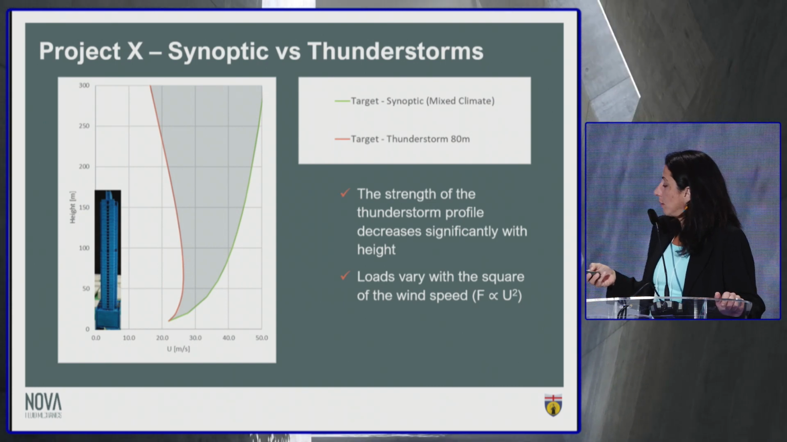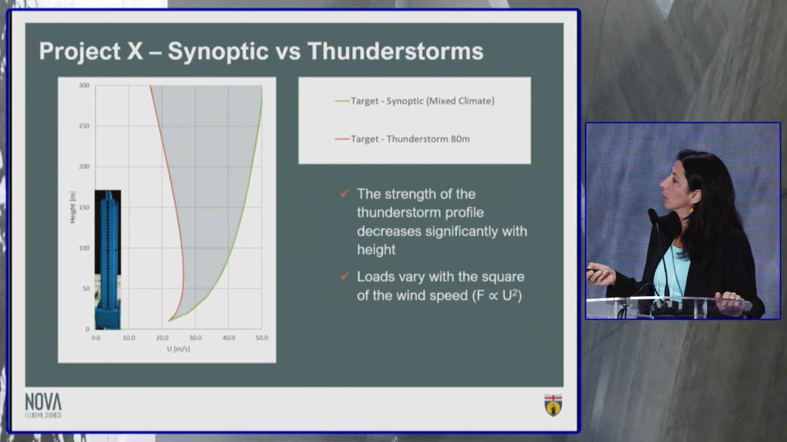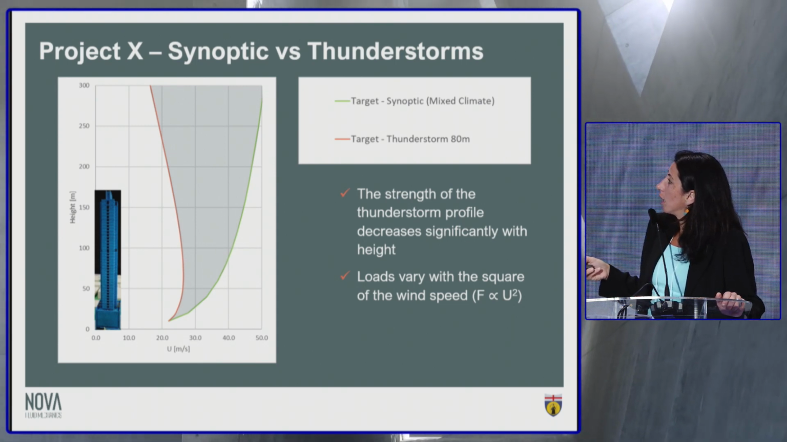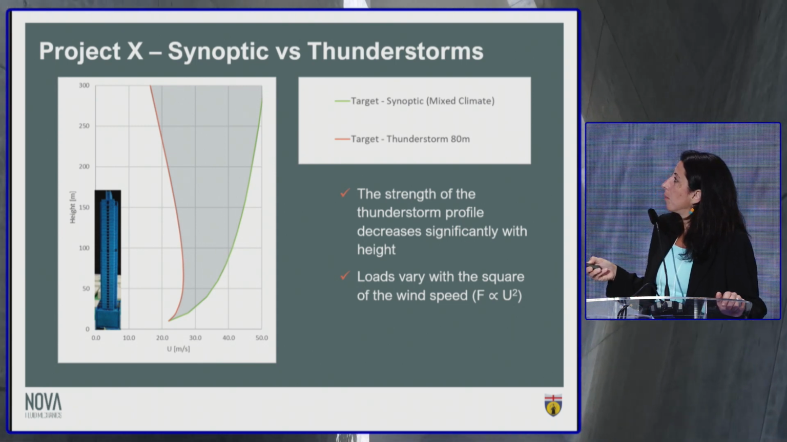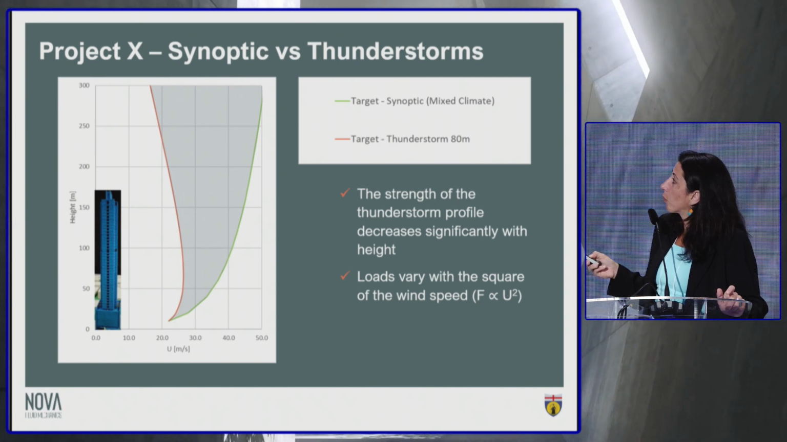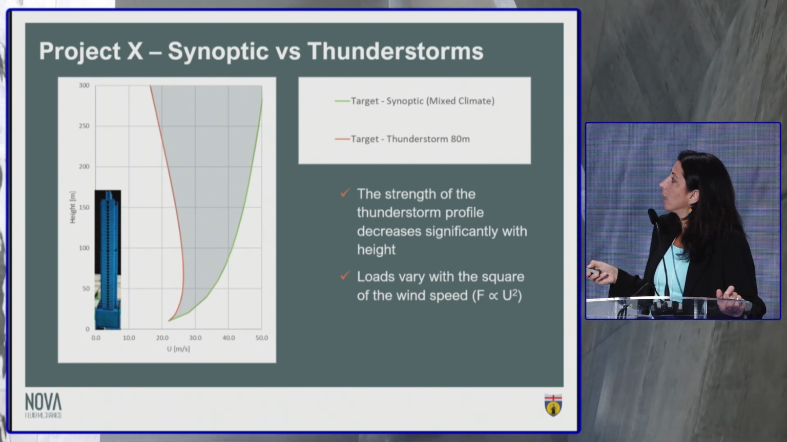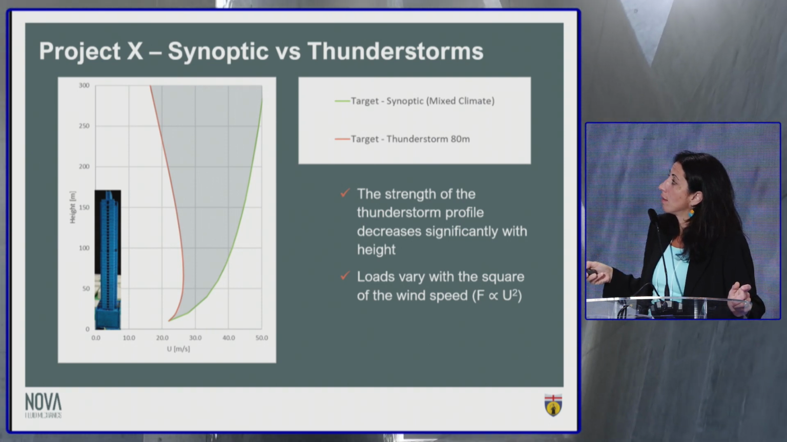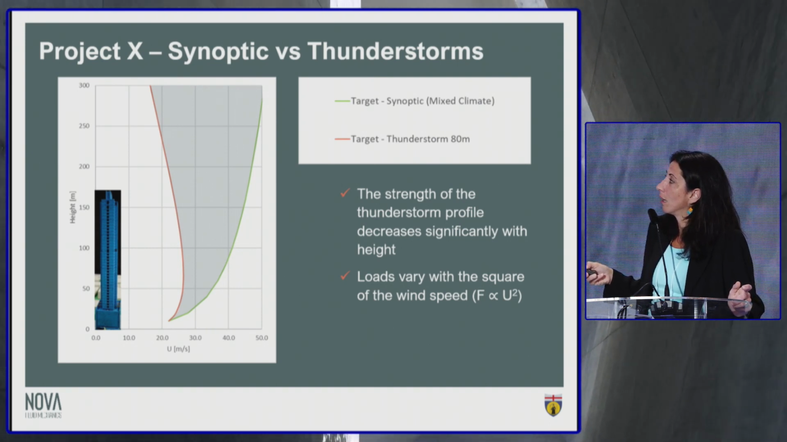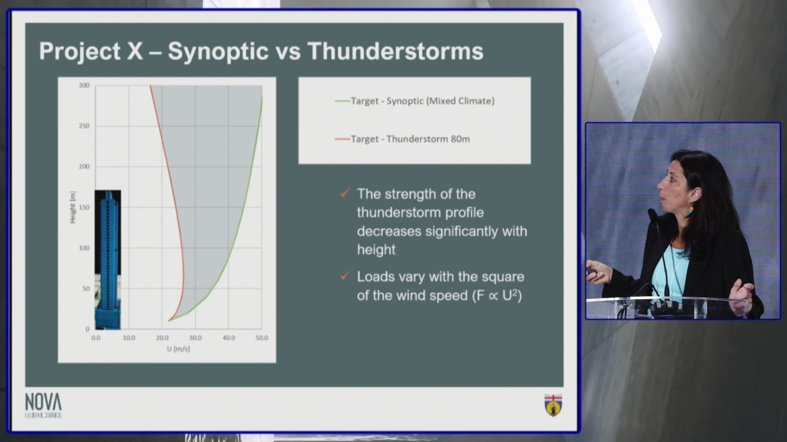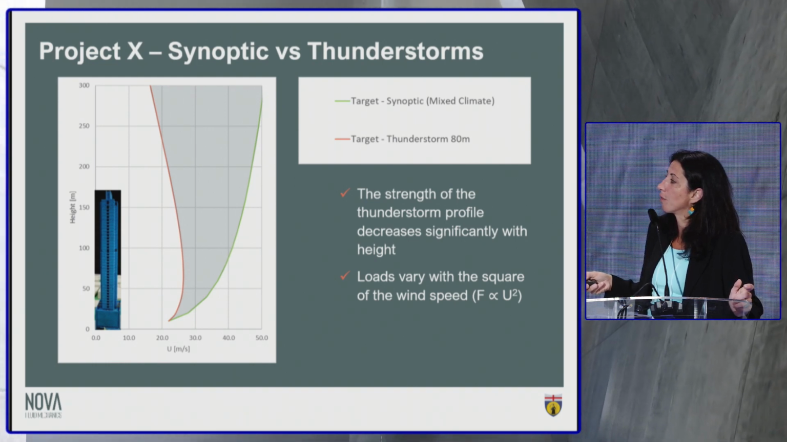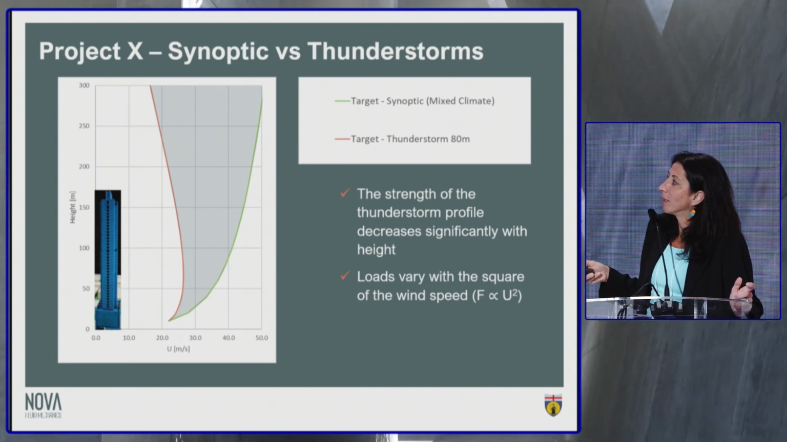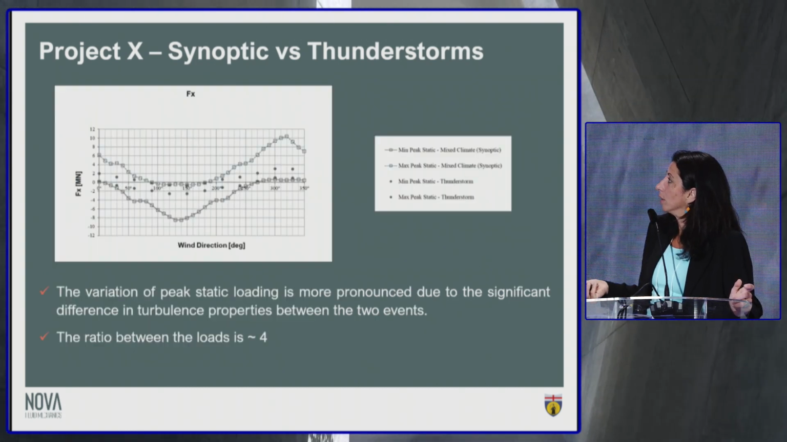Why? This is why, because the load... something happened in the picture, sorry, but I'm sure you get what I mean. The strength of the thunderstorm profile decreases significantly with height, and loads vary with the square of the speed. So it's obviously very clear that the synoptic profile would dominate. Wind speeds are the same here, but then the thunderstorm one decreases, and therefore the overall load is much lower.